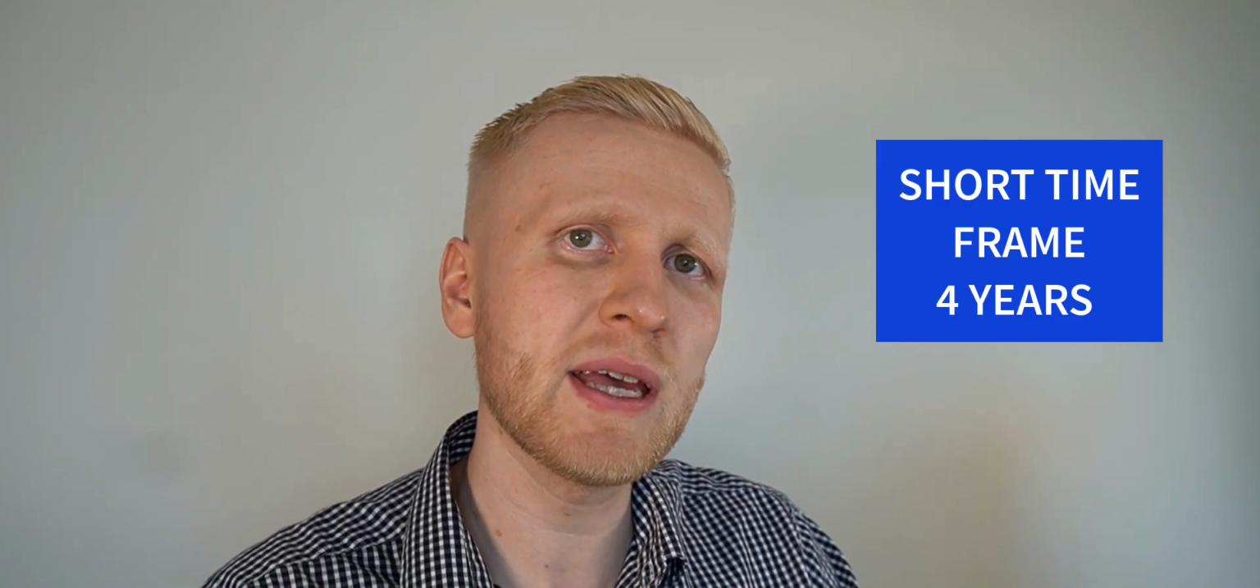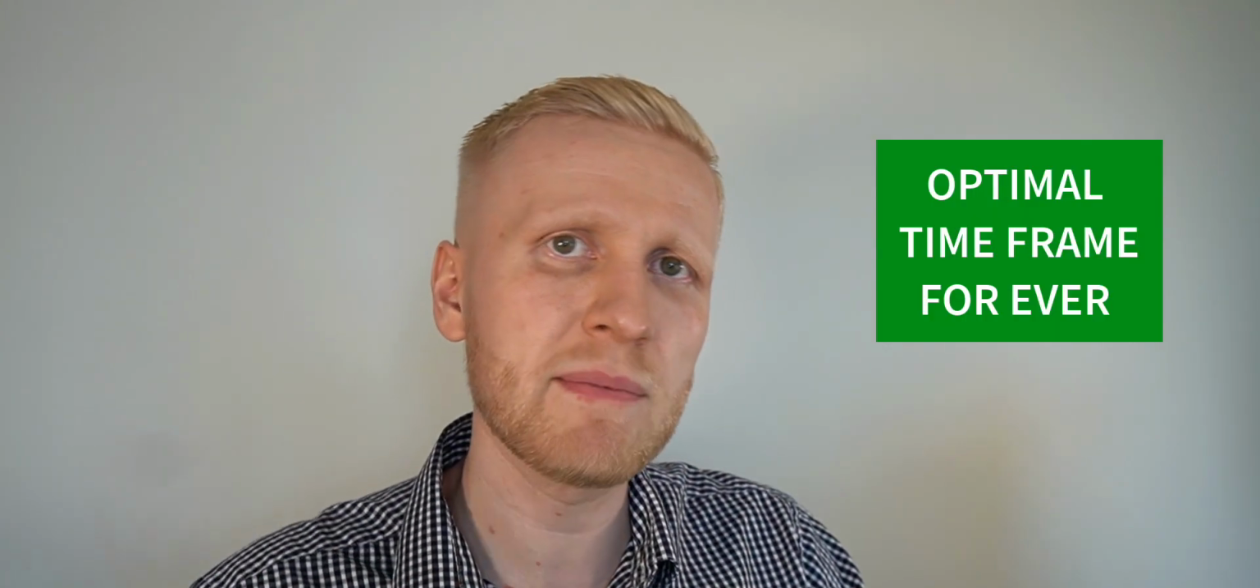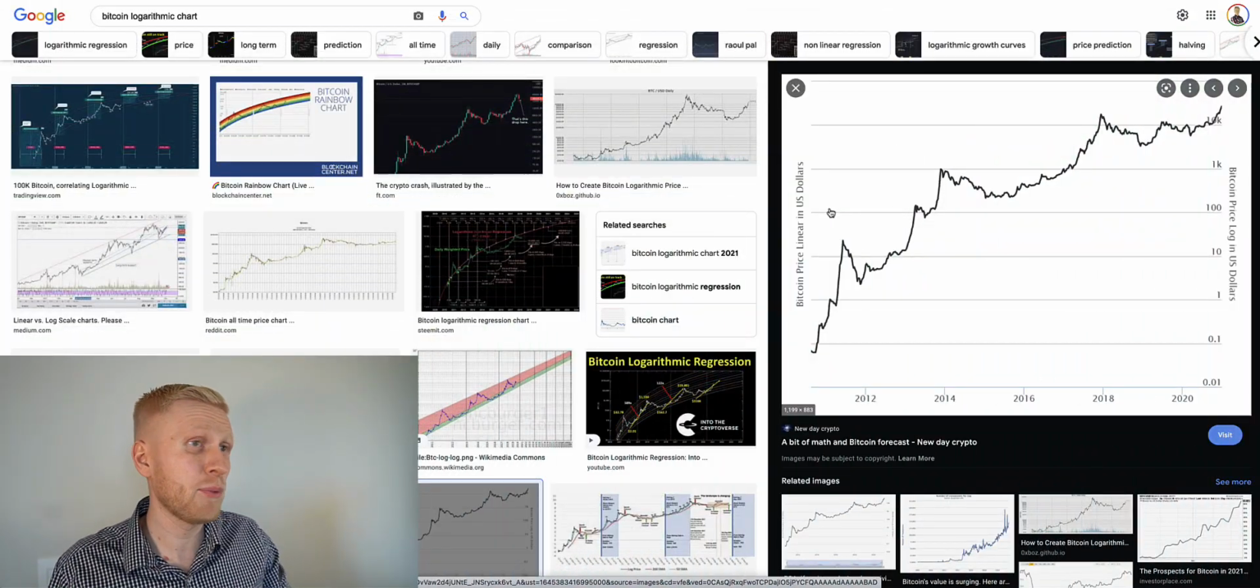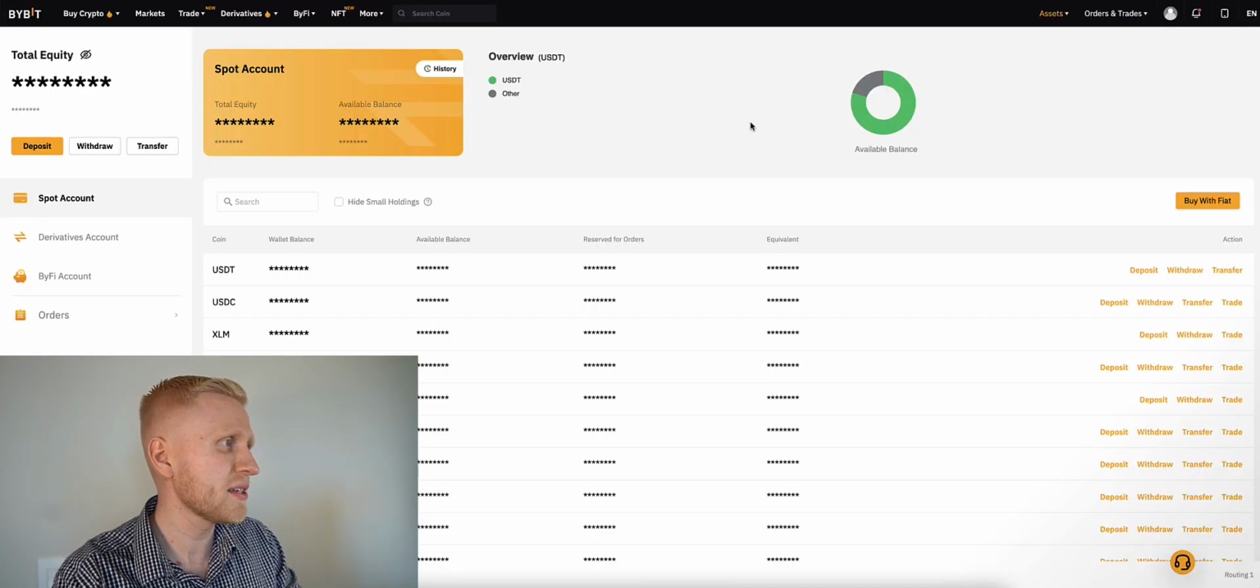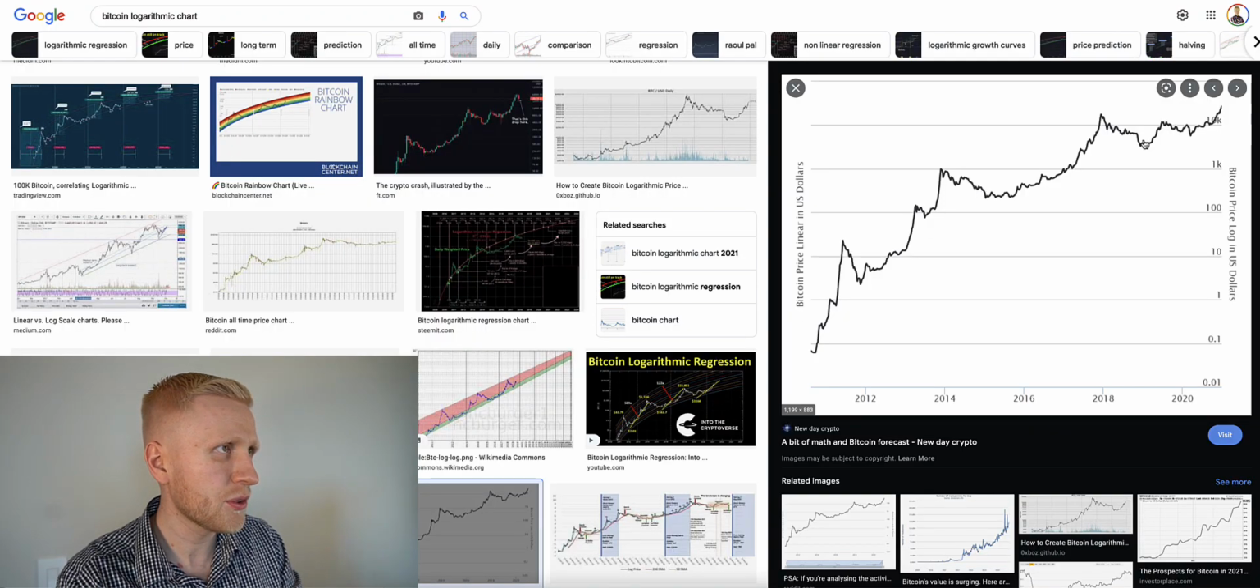I would say if you are a beginner, the short time frame to hold Bitcoin is 4 years, medium time frame is 10 years, and the optimal time frame is forever. So you just keep Bitcoin, you pass it on to your kids, and at that point, one Bitcoin may be worth millions of dollars, of course. But of course, that is not finance advice. That is simply my personal opinion. And of course, smart people see what is the trend of Bitcoin.